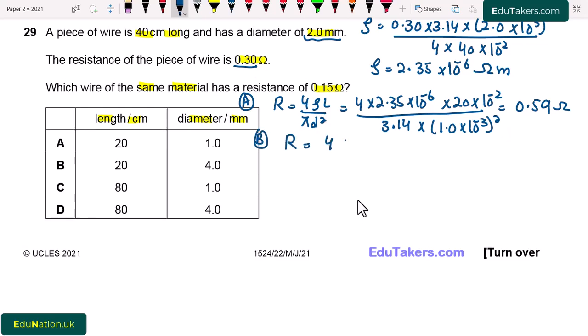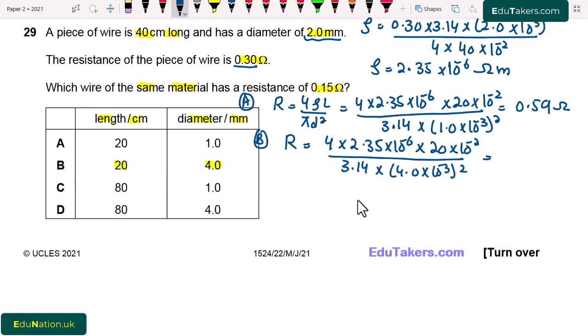R is equal to 4 multiplied by length, which is 20 centimeter, while the diameter is 4.0. So 2.35 into 10 to the power minus 6, 20 into 10 to the power minus 2, divided by 3.14 into 4.0, 10 to the power minus 3 squared. It will be equal to 0.037 ohm.